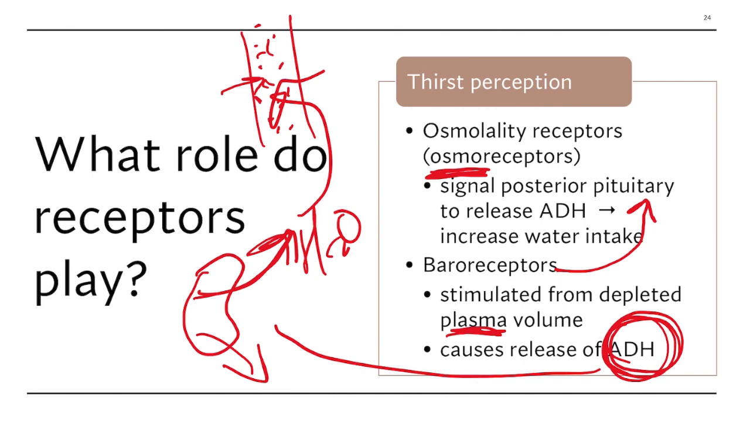Just make sure you know the difference between these two things. It's super easy because osmoreceptors are sensing osmolality, and then the only one left, your baroreceptors, are actually sensing the level of fluid in the blood.